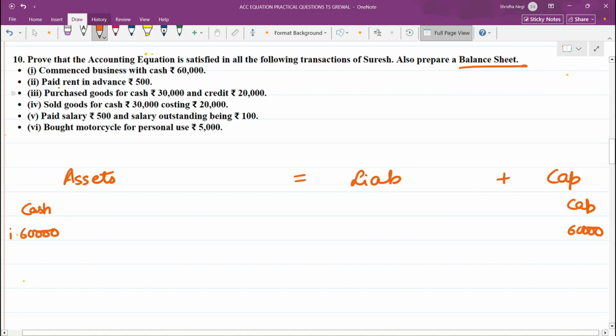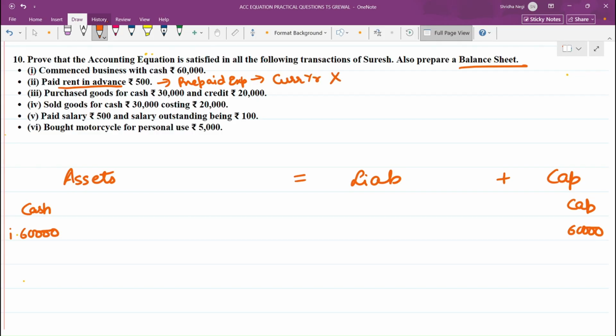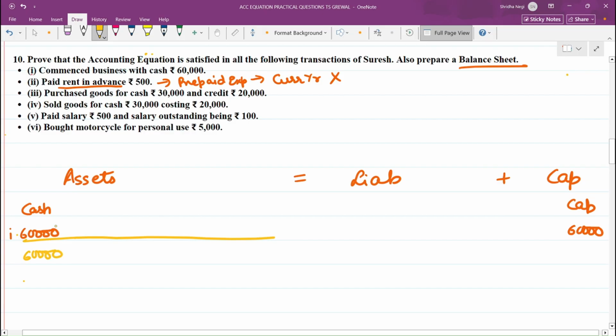Paid rent in advance. It is again what? Prepaid expense. Is it of the current year? No, it is not of the current year. So it will not affect the capital account. Okay? So prepaid rent, you have paid in prepaid rent. Let me get the balances down first. So here your 60,000 has come down, is equal to, here also your capital 60,000 will come down. Now we will do the second, right?